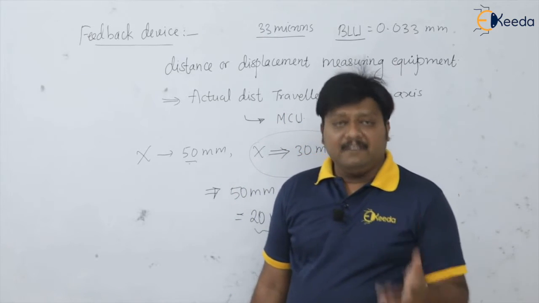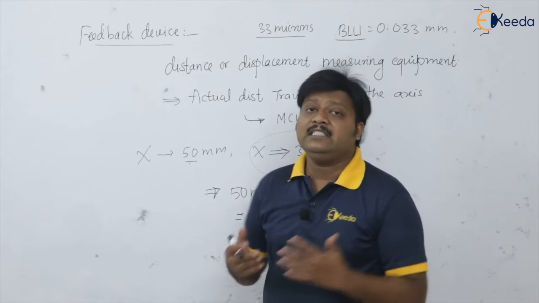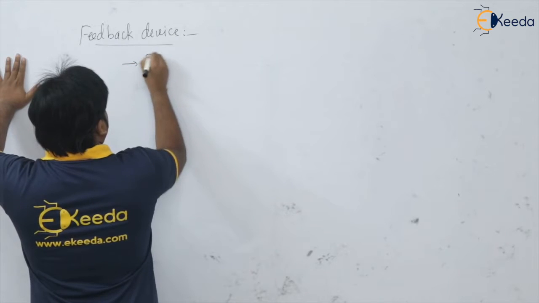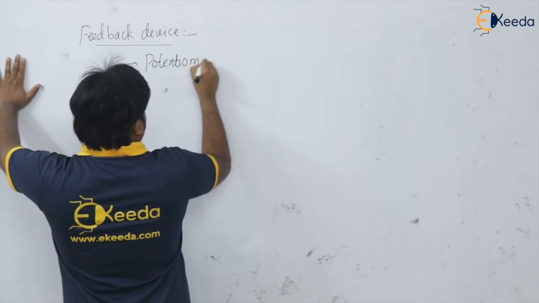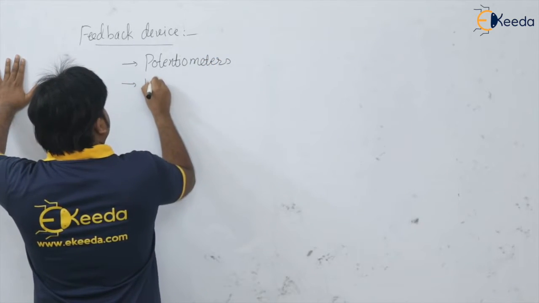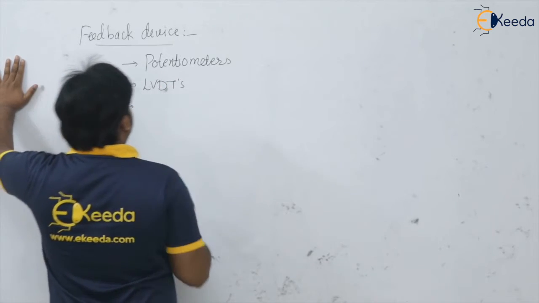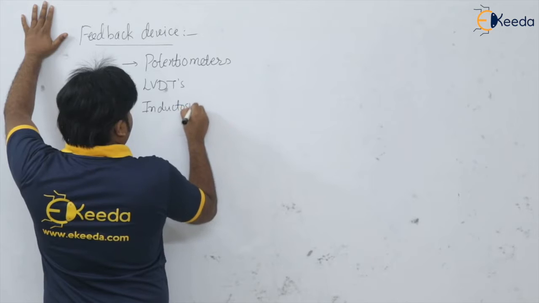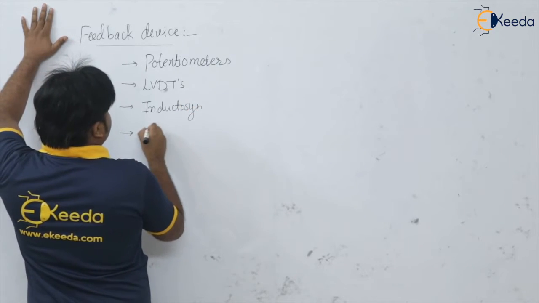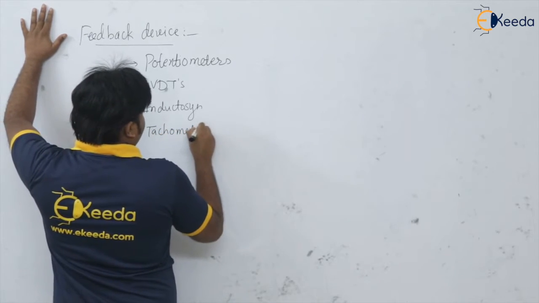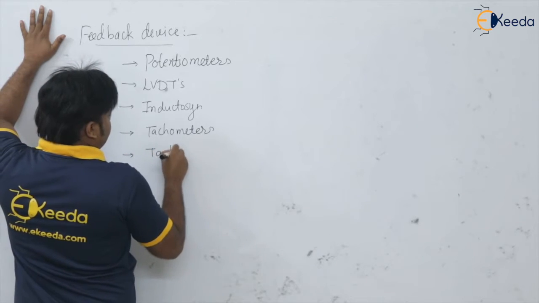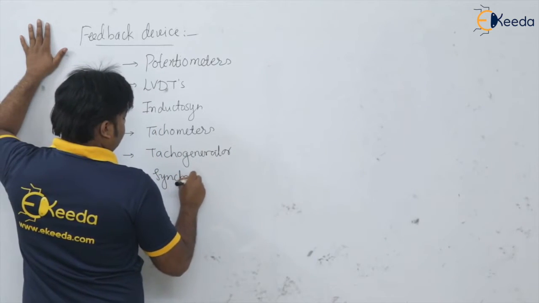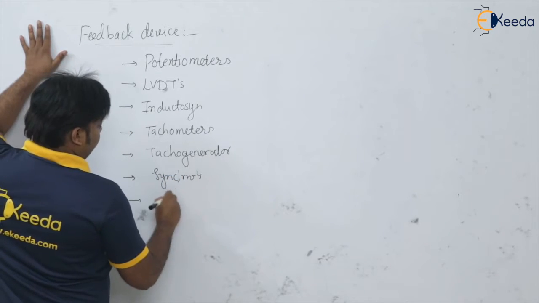Understood? So which are the devices which can be used as feedback devices in the NC CNC machine tools? We are having feedback devices like potentiometers, we are having LVDTs, we are having inductosyn, we are having tachometers, we are having tacho generators, we are having synchros, and also we are having right now the encoders.